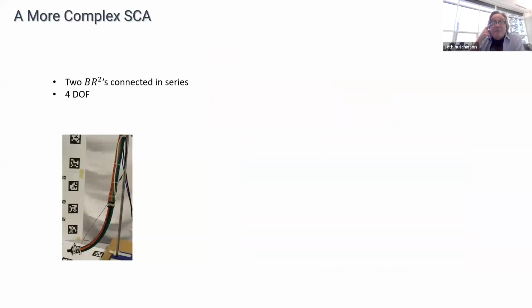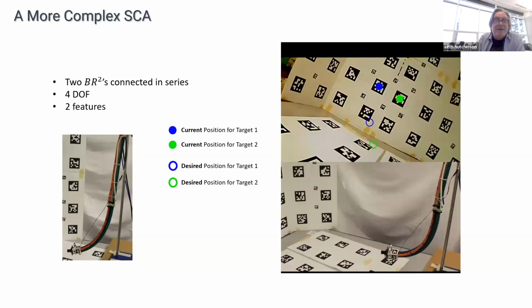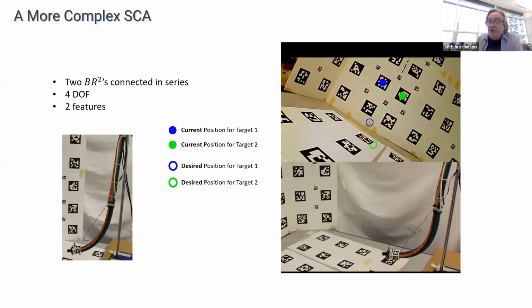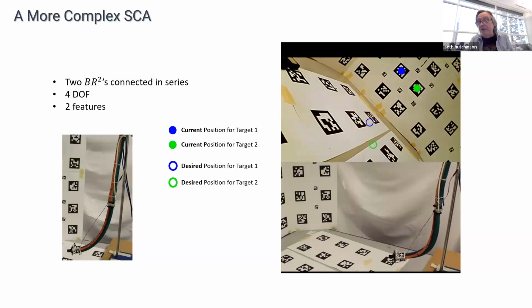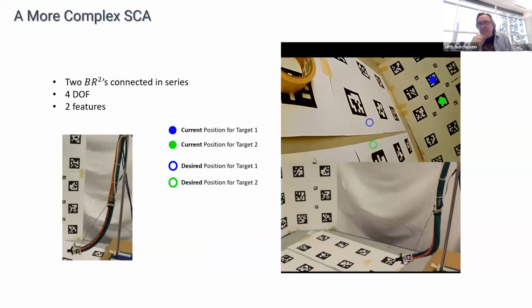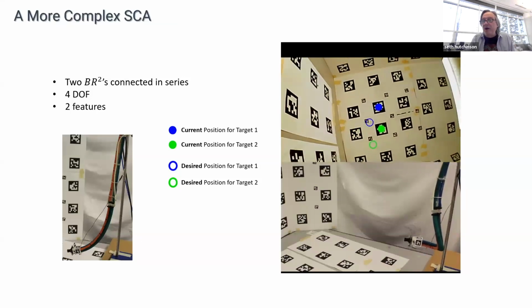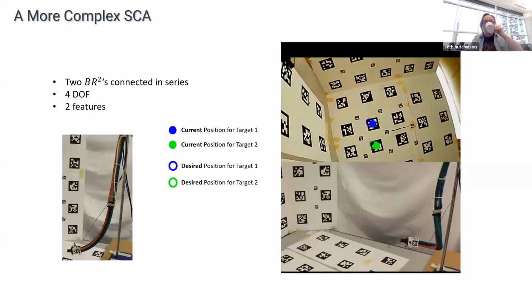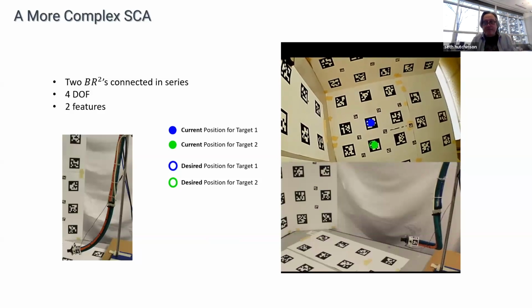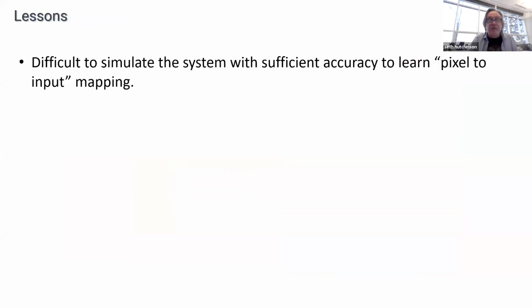You can also take these robots and cascade them. So here's two of them connected in series. If you've got two connected in series, now you've got more degrees of freedom to play with, and you can do things like track two targets at the same time. And so here you see the robot trying to bring the blue circle to the blue dot, green circle to the green dot. And not surprisingly, it succeeds, right?